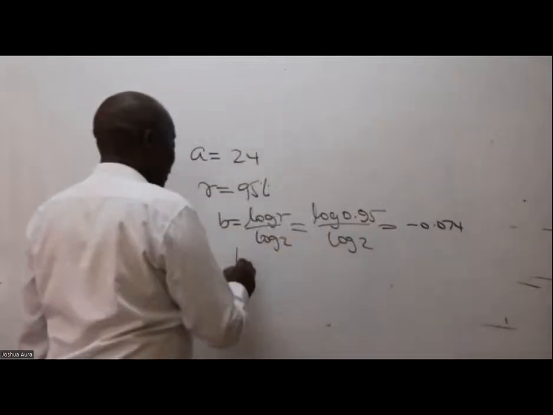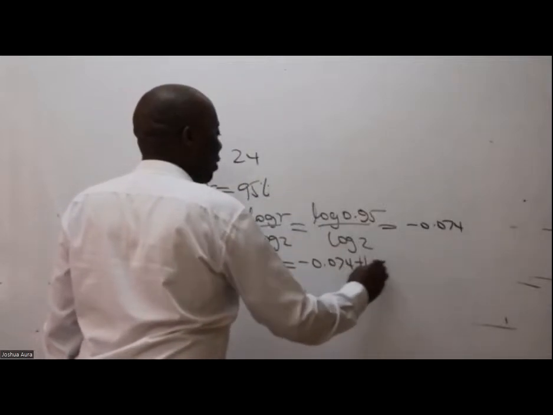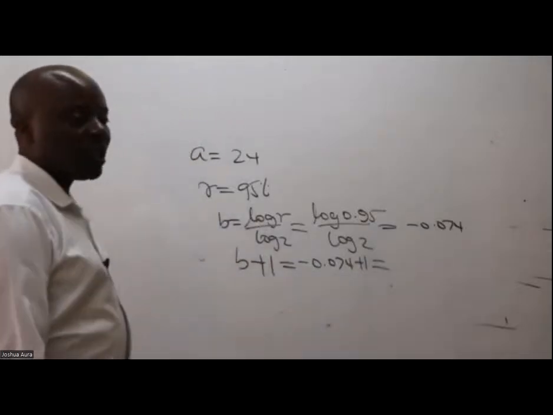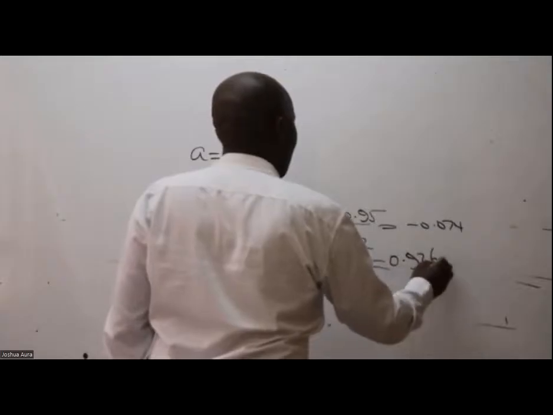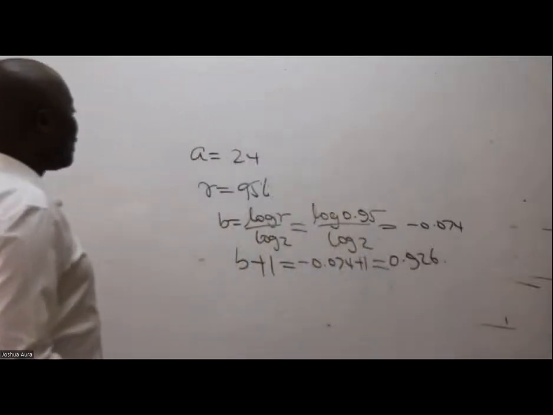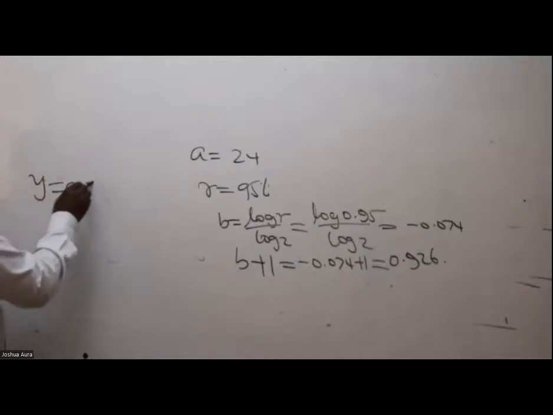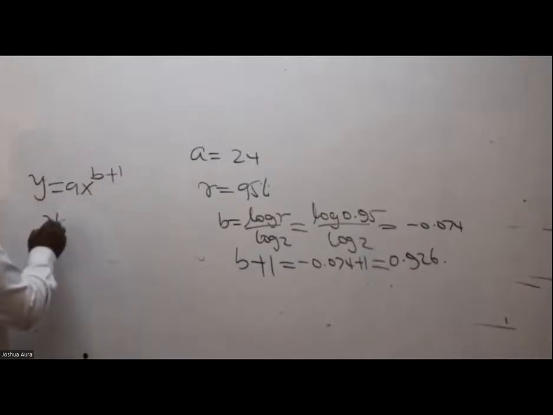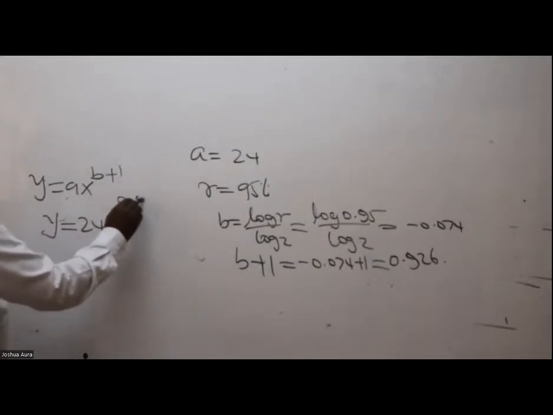So then come and give us B plus 1. This will be minus 0.074 plus 1, which gave you guys what here? 0.926. Thank you very much. But now remember that we are supposed to talk of y equals a x raised to B plus 1. So my y will be equal to a is 24, x raised to 0.926.